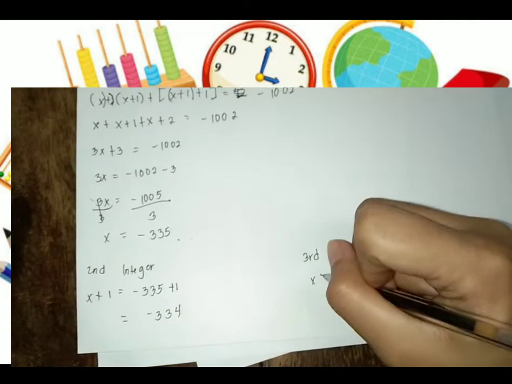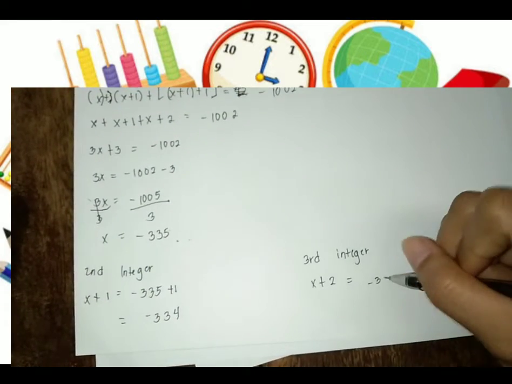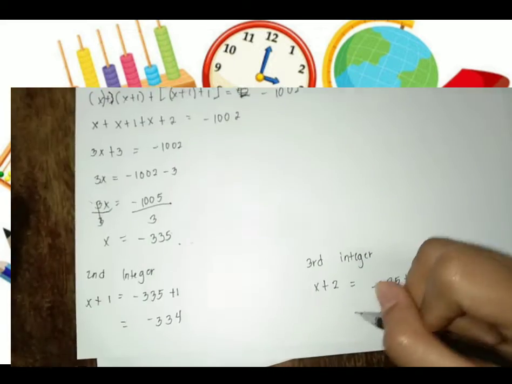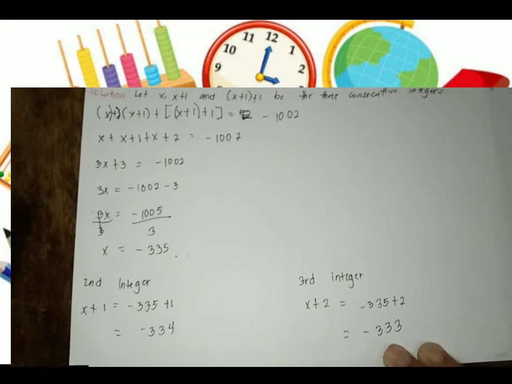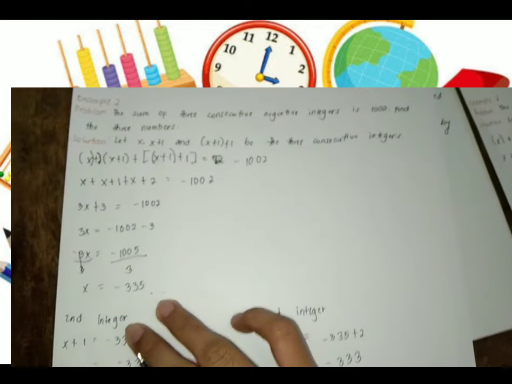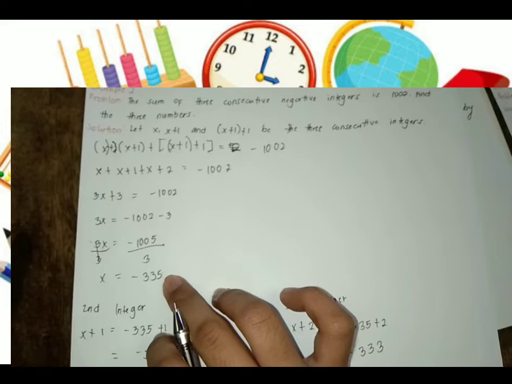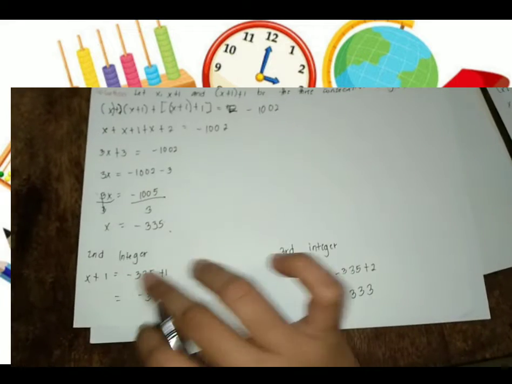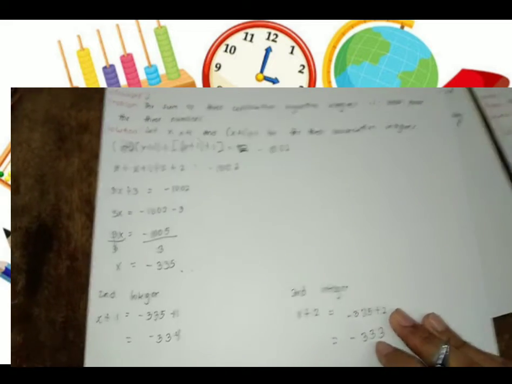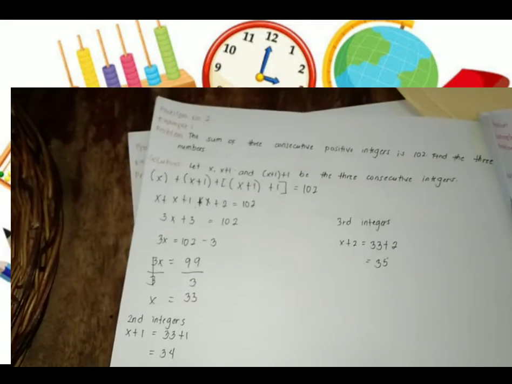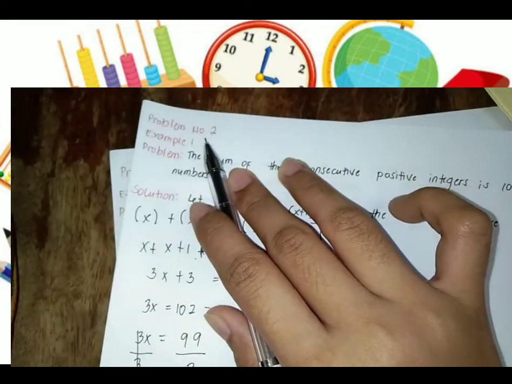Okay, so we will look for our third integer. Okay, x plus 2 is equal to, our x is negative 335 plus 2. So the answer is negative 333. So these are the three consecutive integers that we are looking for: the negative 335, the negative 334, and the negative 333. So this is the way on how to solve our problem number 2. Okay, now we are going to move to our problem number 3.